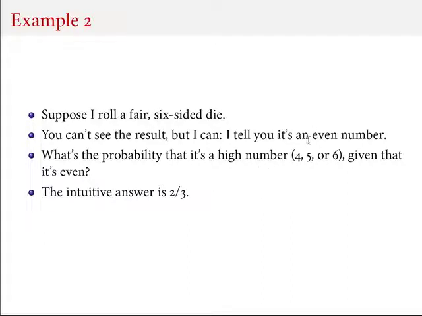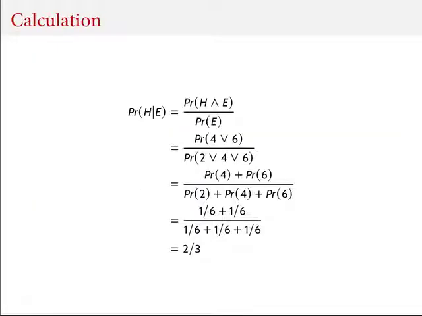So given that it's rolled even, there are 2 out of 3 ways of it landing high. So that means intuitively that the probability that it's a high number, a 4, 5, or a 6, given that it's even, is 2/3. Now we can do a similar calculation to the one we just did to show this. So let's do this calculation.